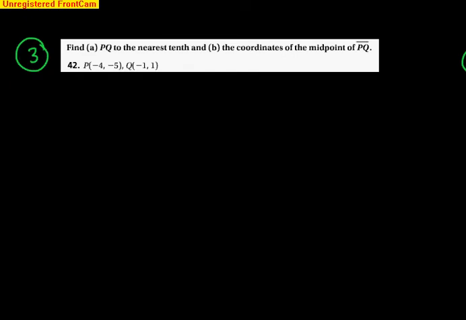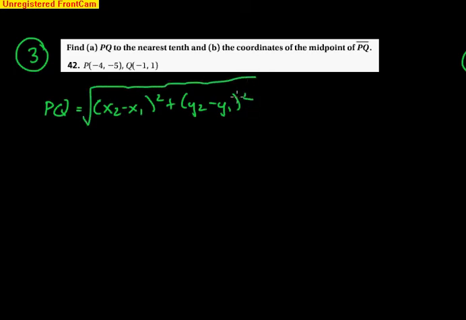Okay, 3. We need to find PQ to the nearest tenth and the coordinates of the midpoint. And here are P and Q. Well, PQ is distance. So PQ is equal to the square root of (x2 minus x1) squared plus (y2 minus y1) squared. You cannot afford to mess up the formulas. If you do, it's going to be bad news, so don't do it. Now here, I'm going to label my points. Let's call P x1, y1, and Q x2, y2. It's just a good thing to do to label your points. And we plug them in.